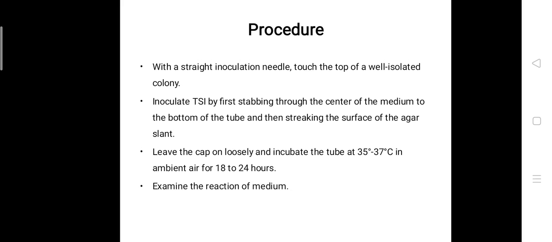Here in the TSI method, you are going to stab and streak, whereas in citrate you are going to streak only on the slant. Please don't get confused with that. Then you have to lift the cap loosely and incubate the tube at 35 to 37 degrees centigrade in ambient air for 18 to 24 hours. Then after 18 to 24 hours, we have to examine the reaction on the medium.